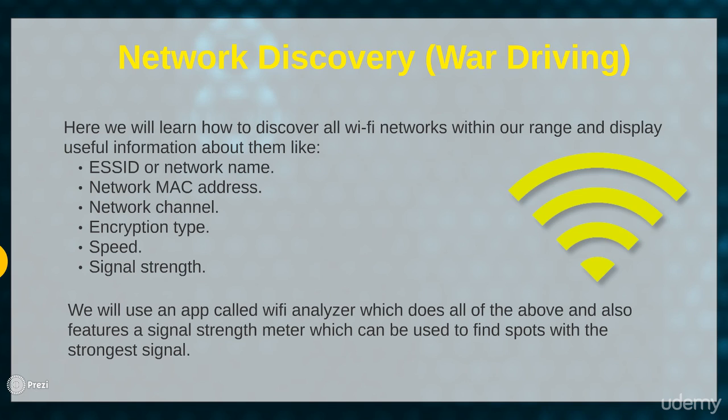So we're going to use an app called Wi-Fi Analyzer, which gives us information about all the Wi-Fi networks that are around us. It gives us the network name, the MAC address, the channel, the encryption, the speed, the signal strength, and it even shows us the devices that are connected to our current network. We'll talk about that in the next class.